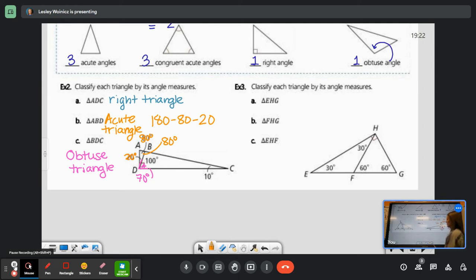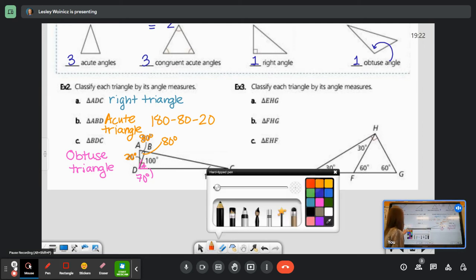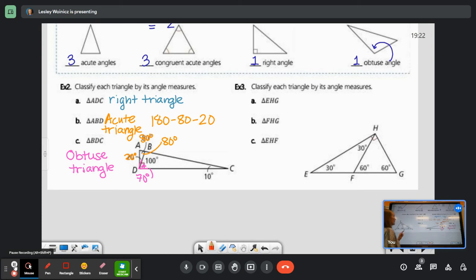Okay, let's try another one. This picture is easier to see. I don't care for that picture, if I'm honest. Classify each triangle by its angle measures. Okay, well, we know how to do that now.